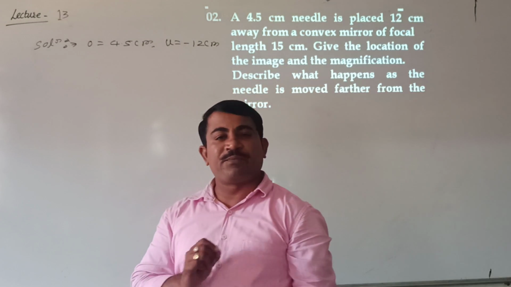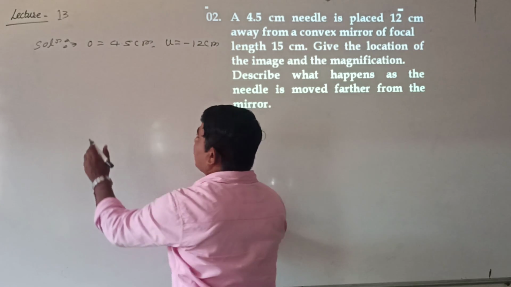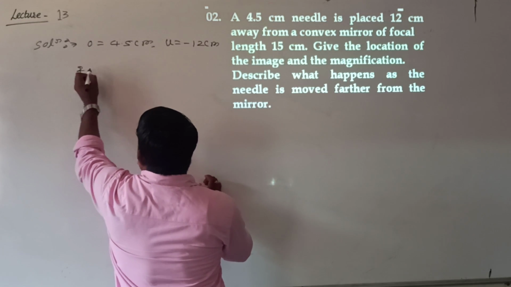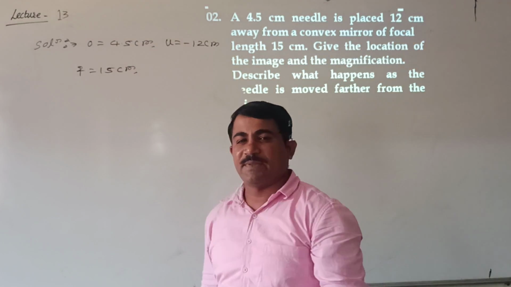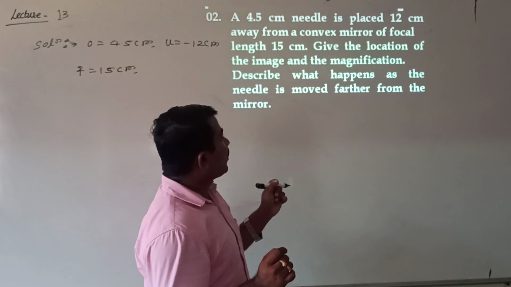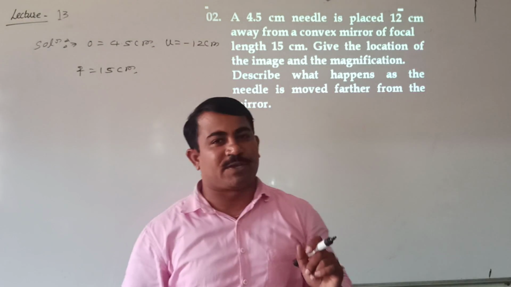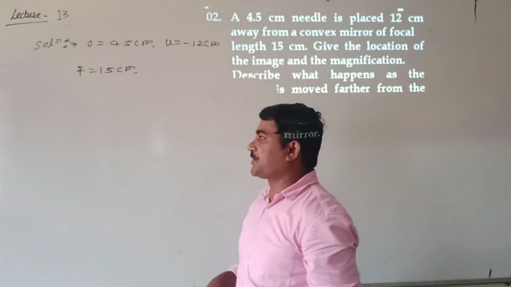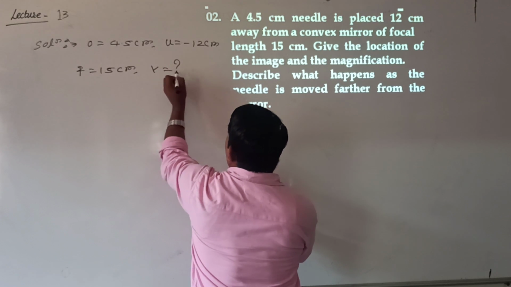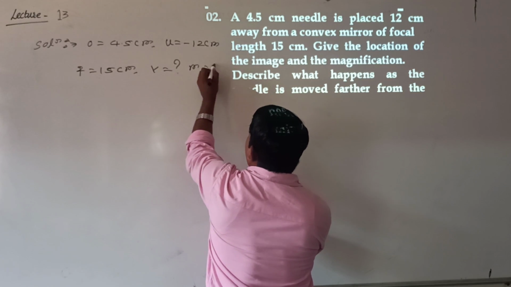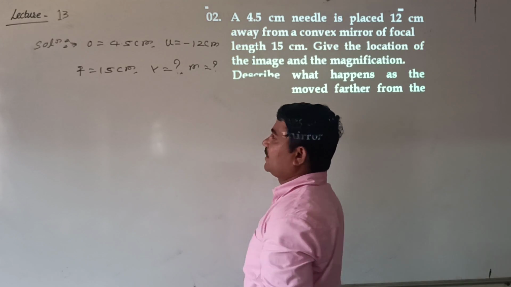Of focal length 15 centimeter. F is given, focal length 15 centimeter. What is asked? Give the location of the image and magnification. Location of the image is the V value, and magnification we need later on.